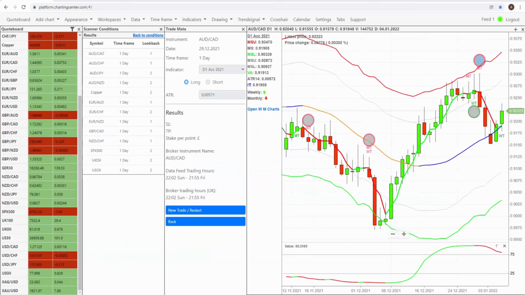So for today's video, I want to take a look at the scan for the D1 Accelerator, take a look at some of the opportunities it's setting up, how we're going to run them, and so on. I've already run the scan here. It's on this side here.